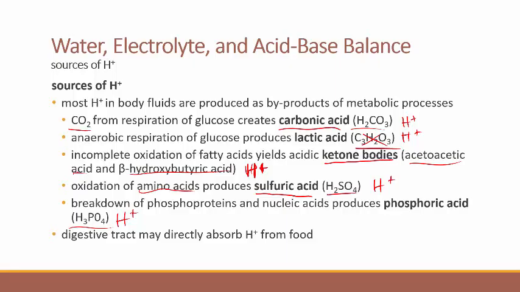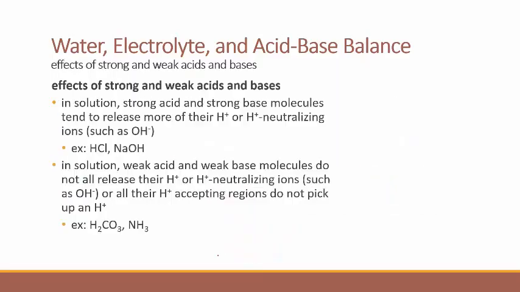And if we eat acidic foods, or if we start absorbing before we fully neutralize chyme, then we can definitely get hydrogen ions from the food that we eat as well. So lots and lots of sources of hydrogen ions in the body. Alright, so we get lots of hydrogen ions in.